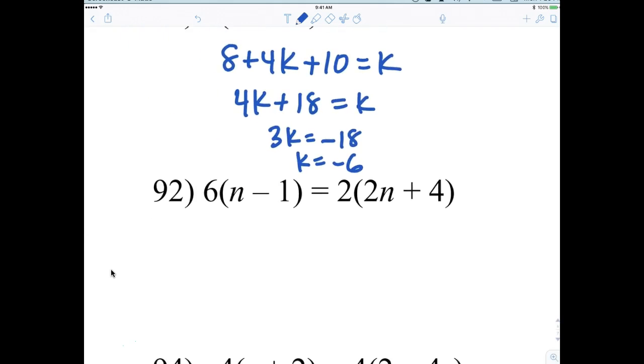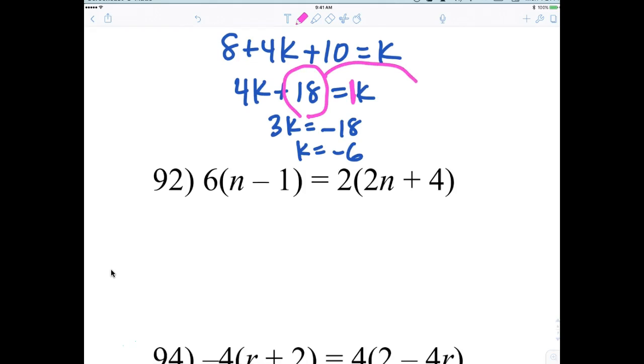Okay, so watch carefully now. See what I'm doing. First of all, I'm going to put a 1 here. That will help you. So I move it over to the left side, right? So it's 4k minus 1k. Now I move the 18 to the other side. If it's positive on one side, it's what? Negative on the other. You happy with that now?